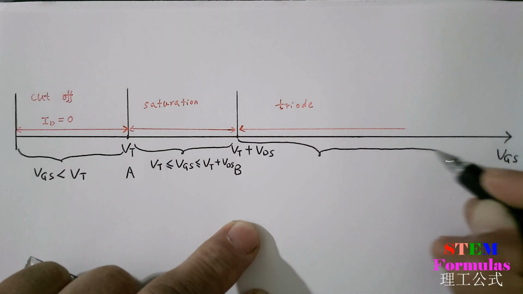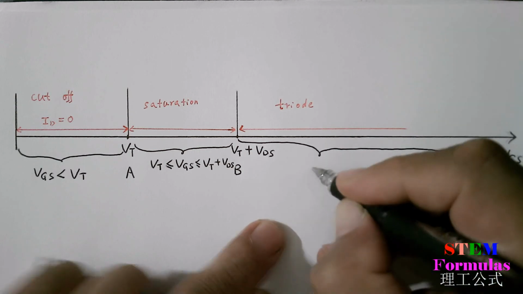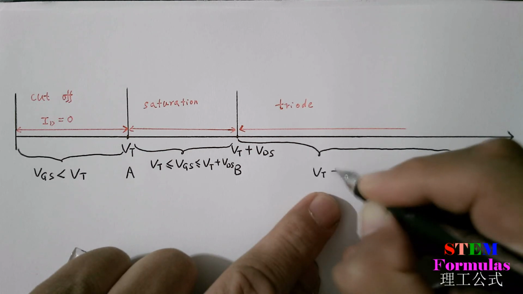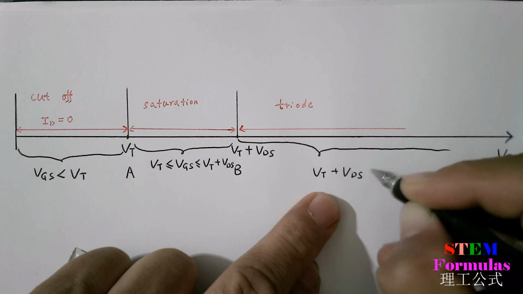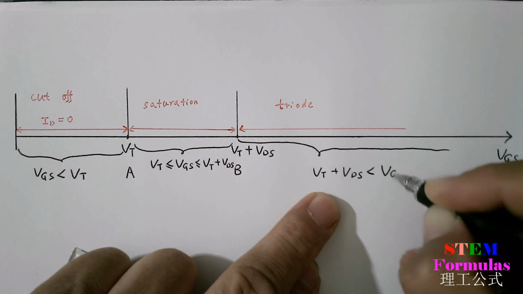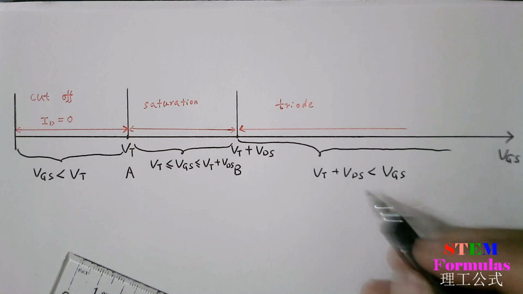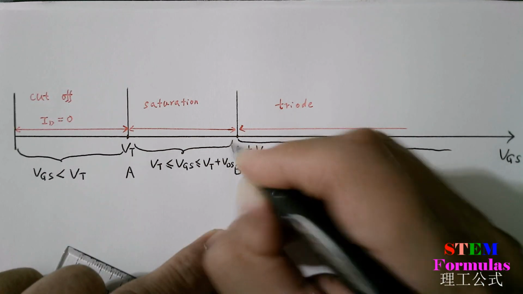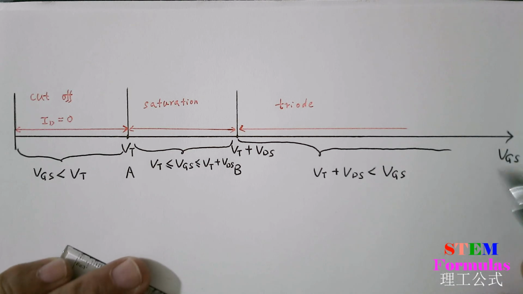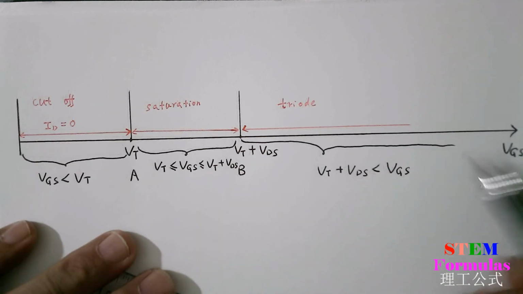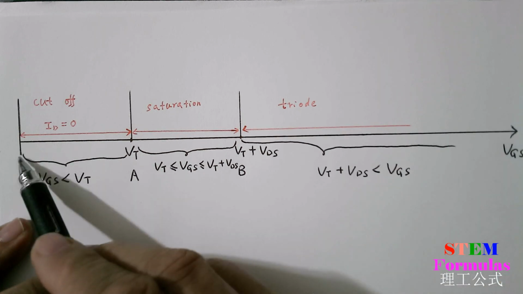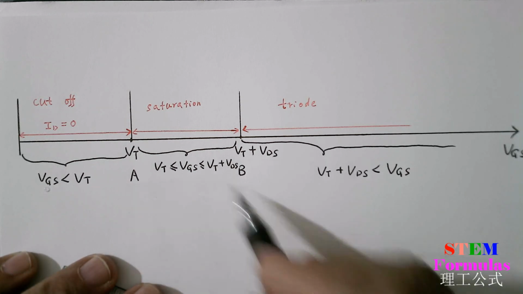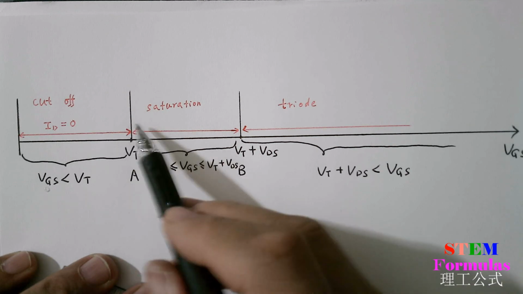And in this region, VT plus VDS is smaller than VGS. So VGS is bigger than VT plus VDS. So this is the VGS region distribution from here to VT and from VT to VT plus VDS. And this is cutoff, this is saturation, and this is triode.